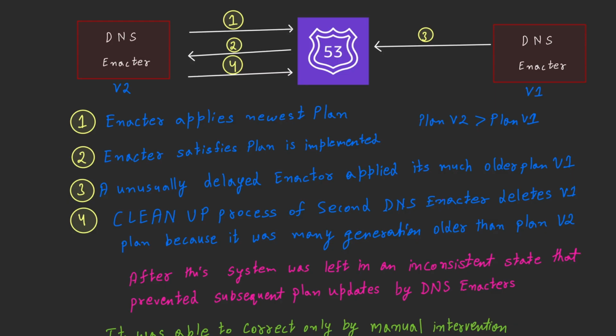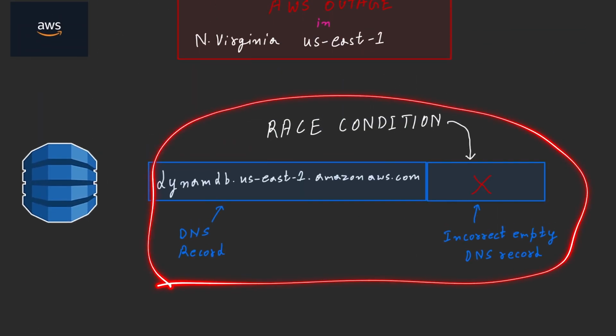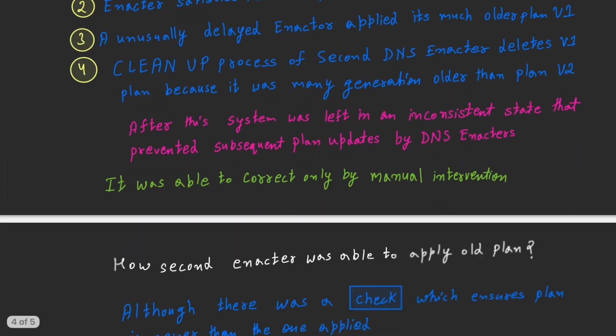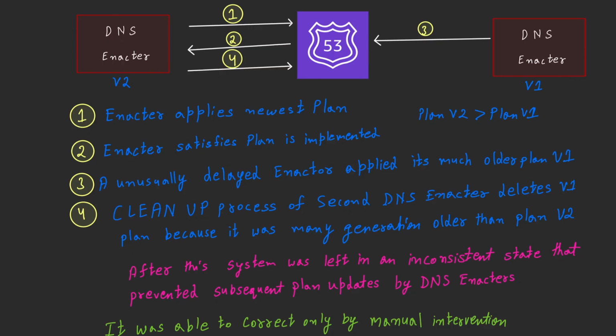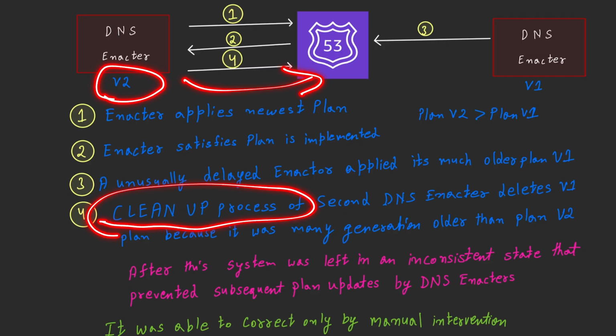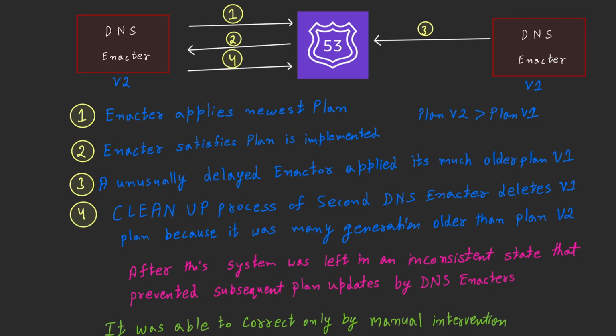Like, that reason is not explained in much detail, how after the mess created by these two enactors, others were not able to update Route 53. But after this cleanup process, this particular race condition was generated, and DynamoDB for US East 1 was no longer connectable. So after this mess was created, this cleanup process of V2 deleted all the DNS records. It was only fixed after a manual intervention.